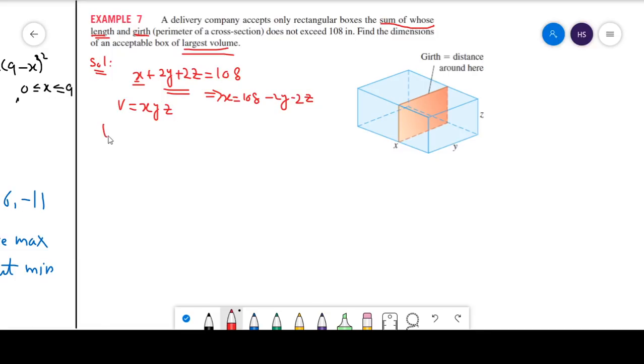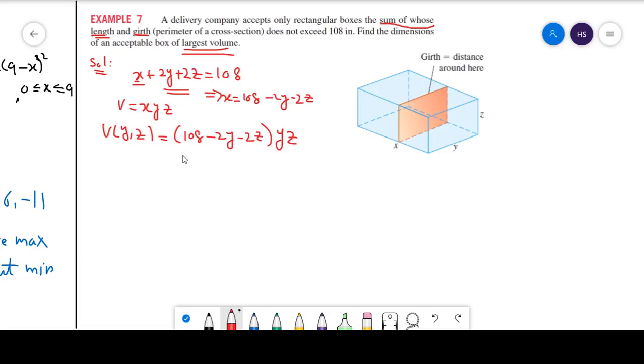So if you put it here, you will get a two variable function that would give you 108 minus 2y minus 2z times yz. आपने जस्ट x की जगह पे ये रिप्लेस कर दिया अपनी कंस्ट्रेंट. ठीक है, ये कंस्ट्रेंट कहाँ से आई? Sum of whose length and girth does not exceed 108, right? So this is our two variable function.